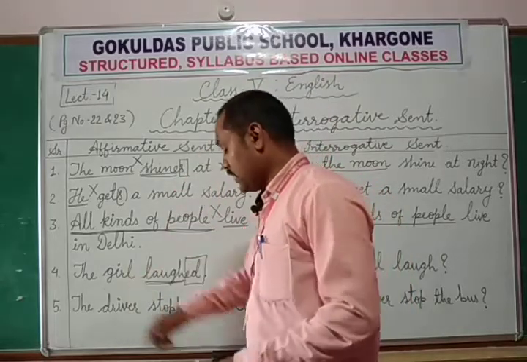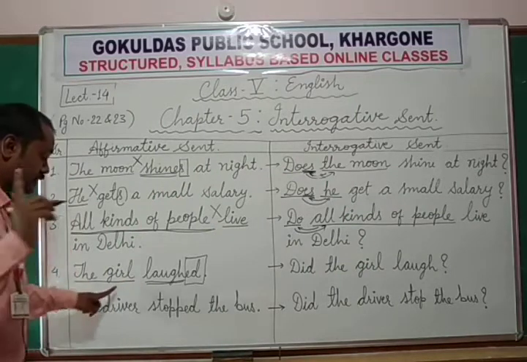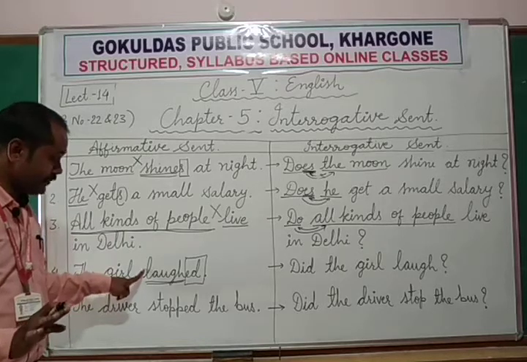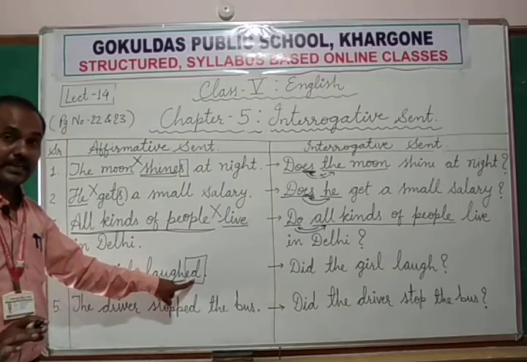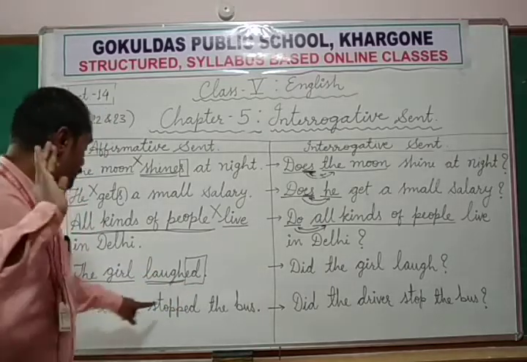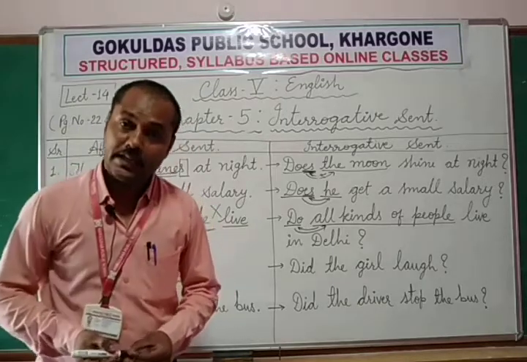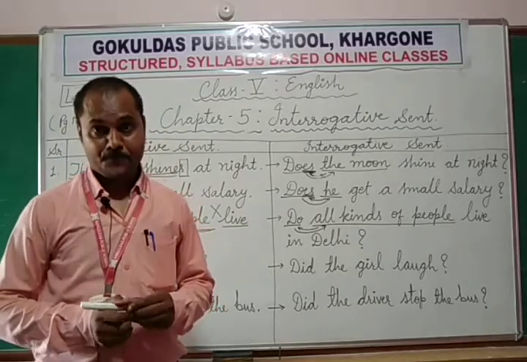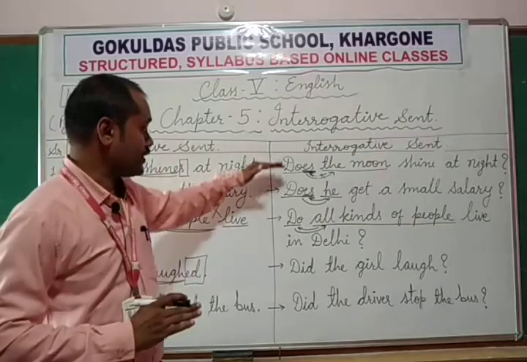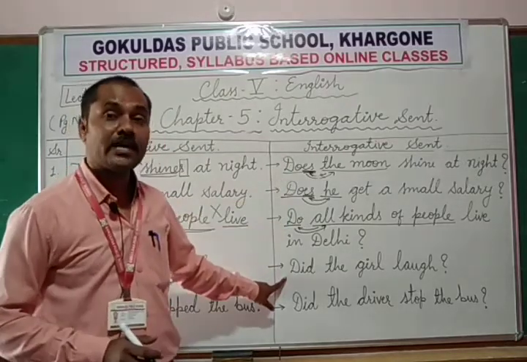Okay. So the girl: these two words make one subject. The girl is a singular subject, and no helping verb is there. But ed shows us that it is the past, that the matter is of past tense, previous time. The girl laughed. लड़की हंसी थी. Laughed. Now, the first, second and third sentences belong to present tense. Now this belongs to past tense.